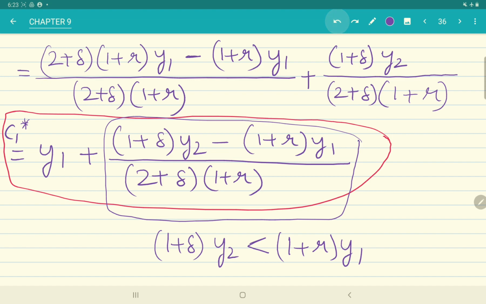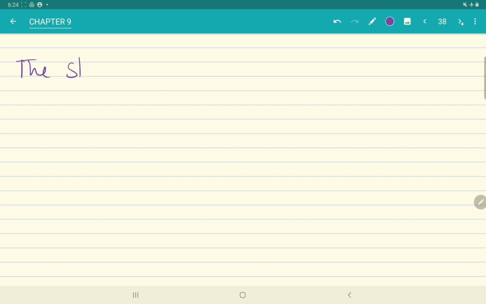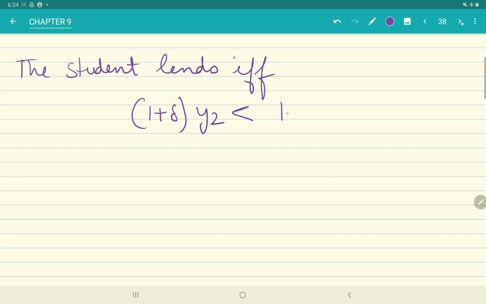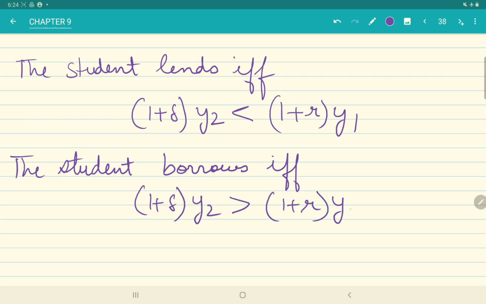So I can then write: the student lends if and only if 1 plus delta y2 is less than 1 plus r y1. And in the other case, the student borrows. So the student borrows if and only if 1 plus delta y2 is greater than 1 plus r y1. Why do I say this?